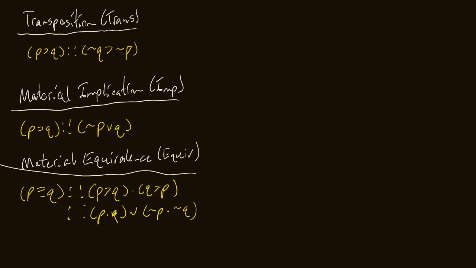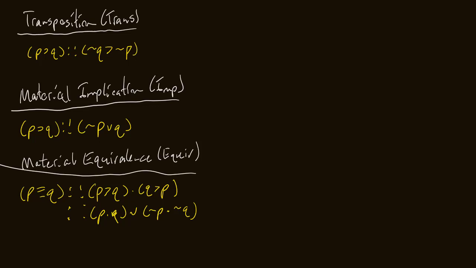Because remember, P if and only if Q is only a valid statement if P and Q share the same truth value, right? So either P and Q are both true, or P and Q are both false. Hence, P and Q, or not P and not Q, right? That one should make sense. It makes sense to me. Maybe it'll make sense to you with some practice and some examples. It's always nice to do an example.